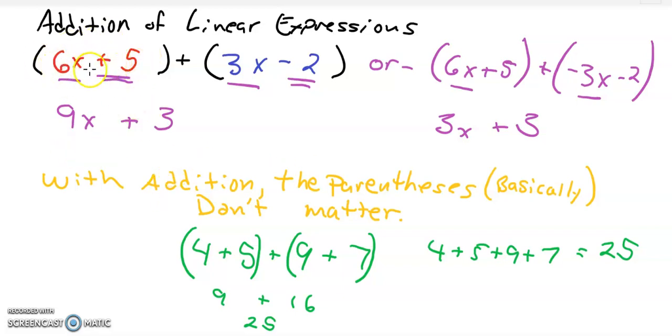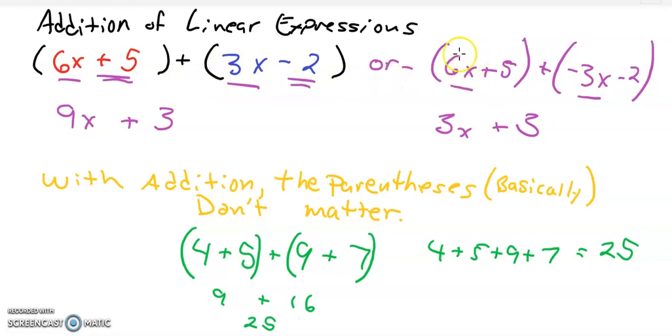expression in red, 6x plus 5. Linear because there's no power on this variable other than 1. And we have another linear expression here, 3x minus 2. And they're each in parentheses so that we can separate this expression from that expression and just kind of delineate those. Fine. We have these two expressions and we're adding them together.